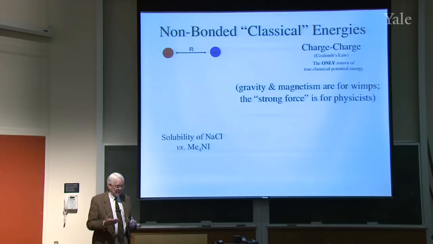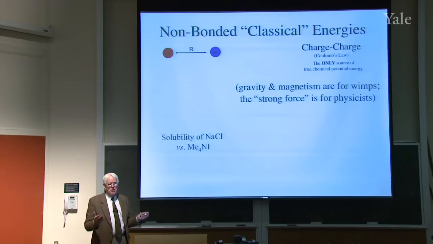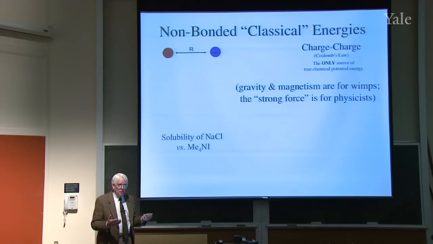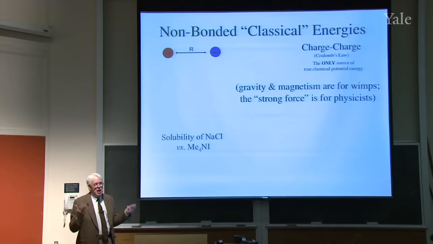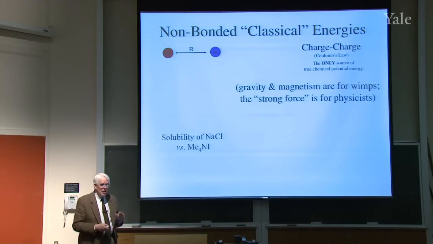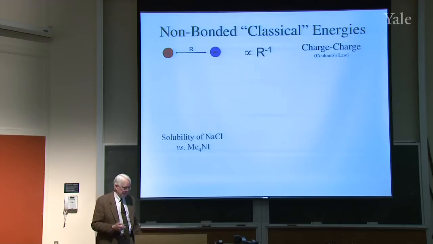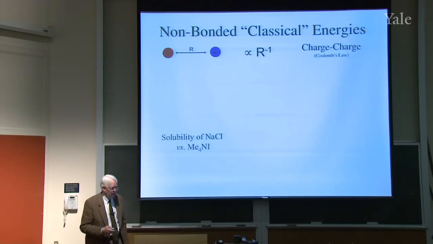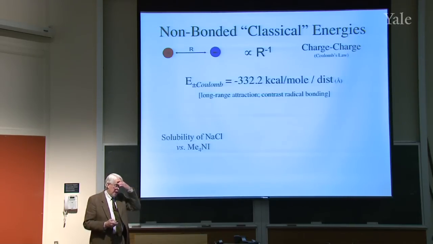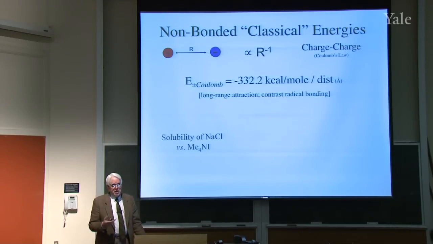There's gravity in physics and magnetism, but those are tiny, right? They're nothing compared to Coulomb's law. There's the strong force, but that's for physicists, way above what we deal with in chemistry. Coulomb's law is where we live, right? And it's proportional to 1 over R, as we know, and the constant for the proportionality is minus 332 kilocalories per mole when you use angstrom units.